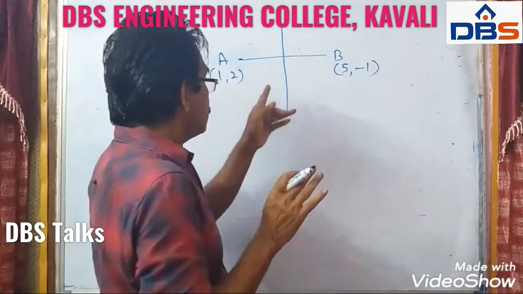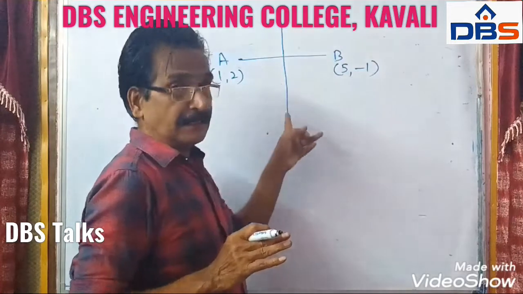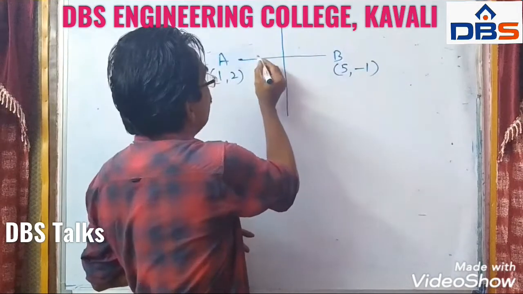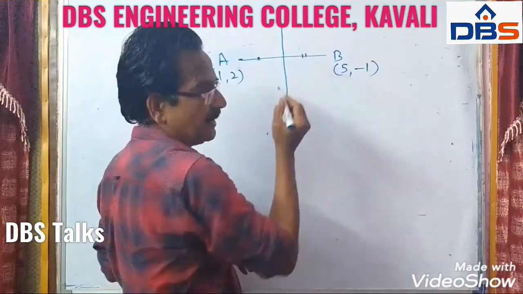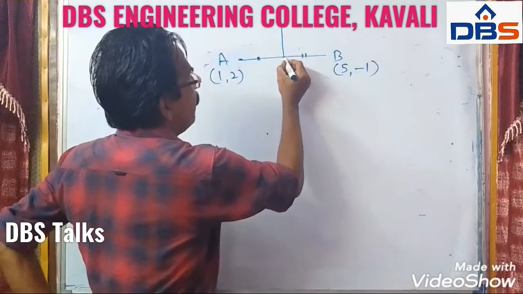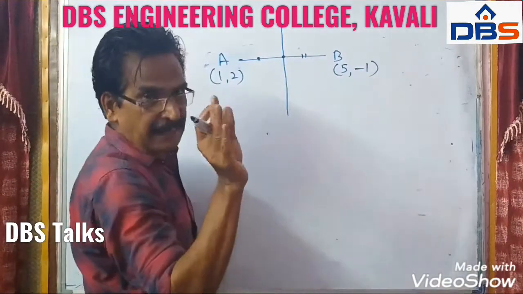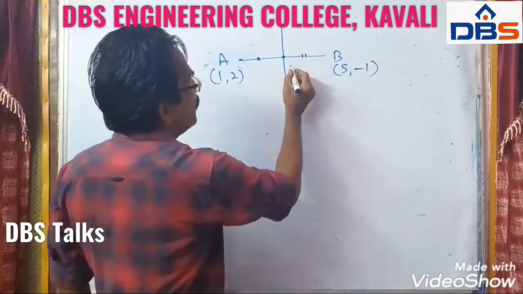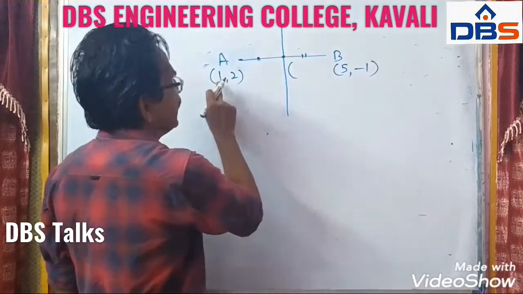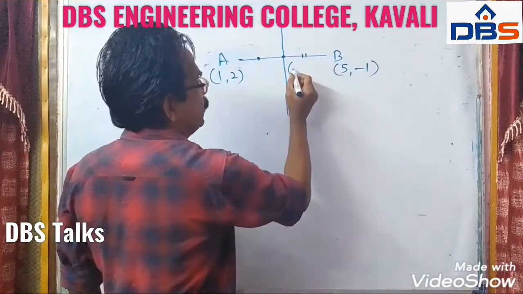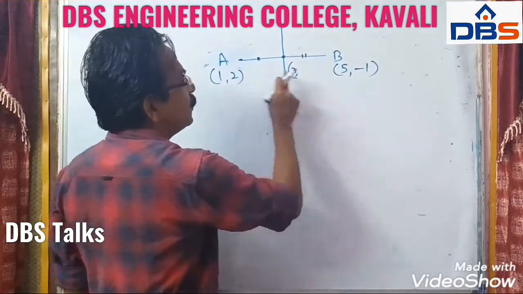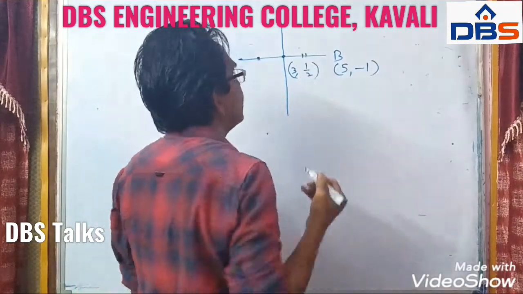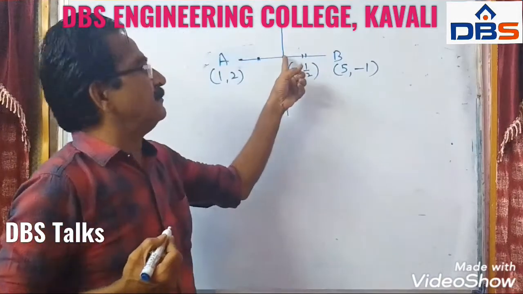So, perpendicular bisector means this line divides the line segment AB equally. So, this point is the midpoint of AB. The coordinates of this point can be written as (1 plus 5)/2 = 3, (2 minus 1)/2 = 1/2. So, (3, 1/2) is the point.